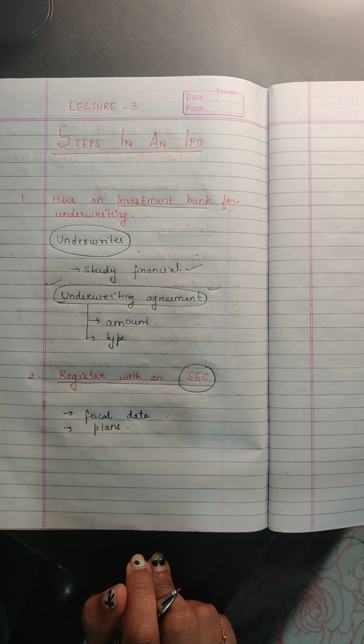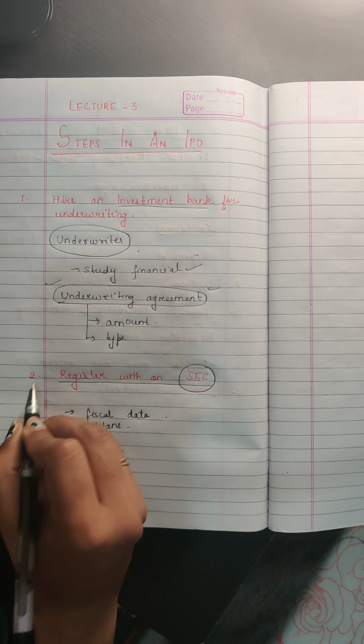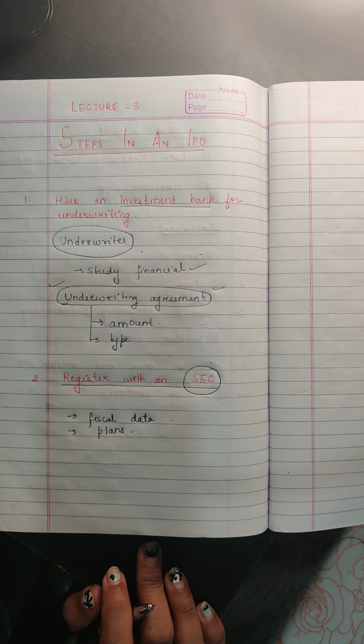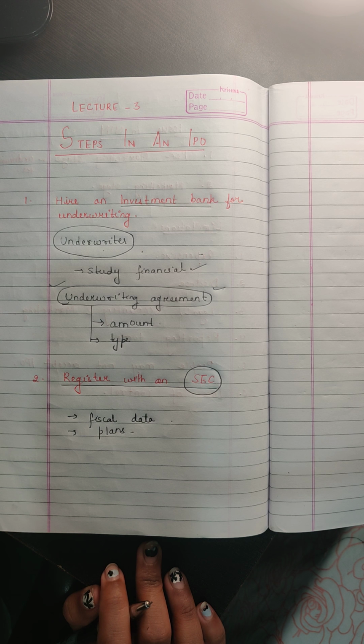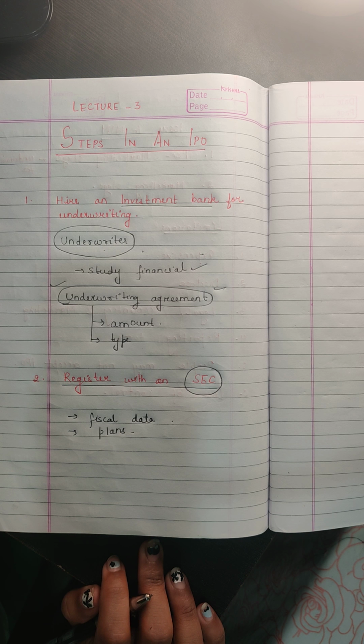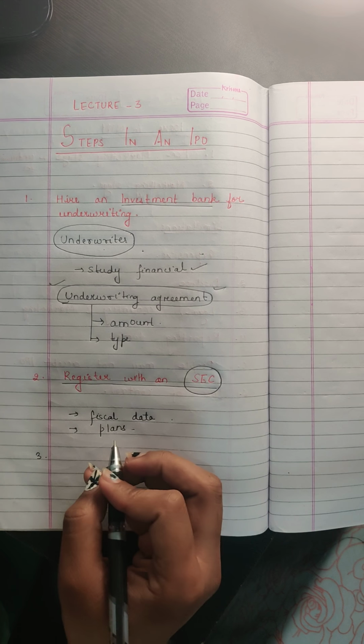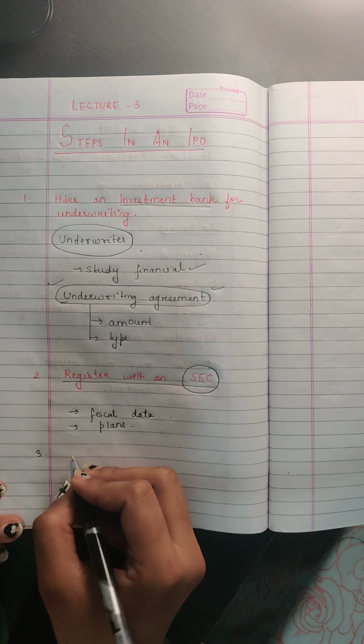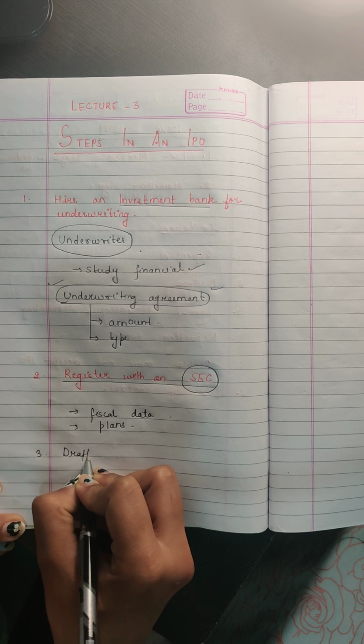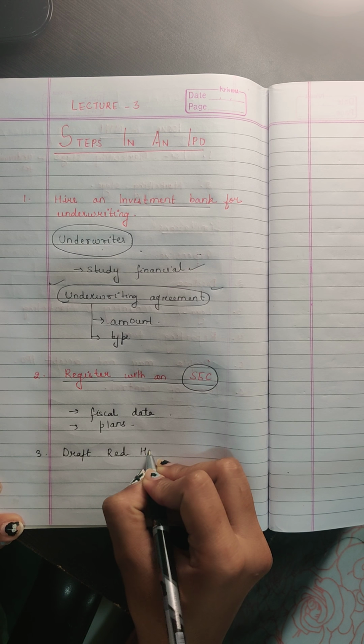If this registration certificate is accepted by the SEC, then the company can go for an IPO. However, if the company has not disclosed everything properly, then the company is not allowed to go for an IPO. Then it should work on the documentation again and come back for the registration. Now after the company has registered itself with the SEC, the third step is to draft a red herring document.